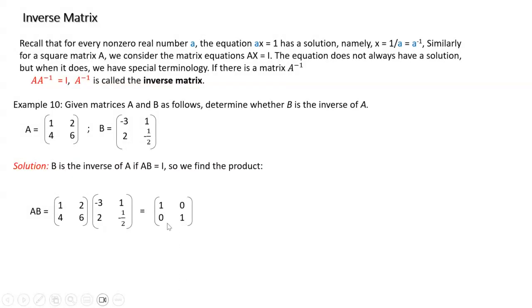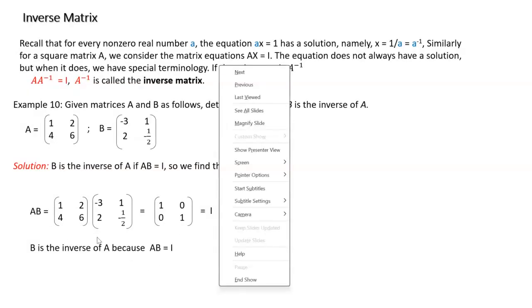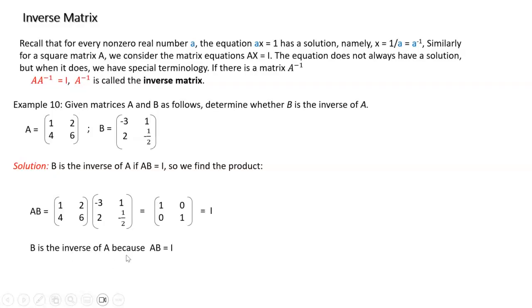So this is my identity. You have to get this right here. That's the identity. If we get that, B is the inverse of A. But anyway, you can try this by multiplying them out. This is what you get: 1, 0, 0, 1. So we know that B is an inverse of A. And why? Because when you multiply them, we got the identity.